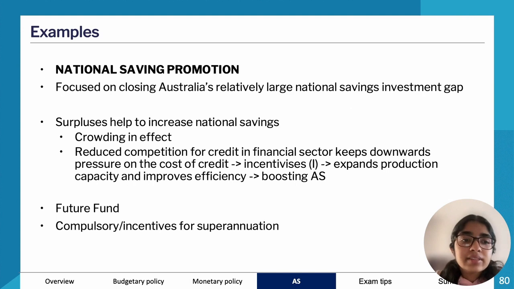Okay, another example is National Saving Promotion. This is about closing the savings and investment gap in Australia. Surpluses help increase those national savings. So, for example, a budgetary policy surplus can cause crowding in. It means that there's less competition for credit, more borrowing, and so on. So there's more investment. Businesses are able to borrow money to invest. They can expand their production with this new investment, new capital, and it can boost aggregate supply.